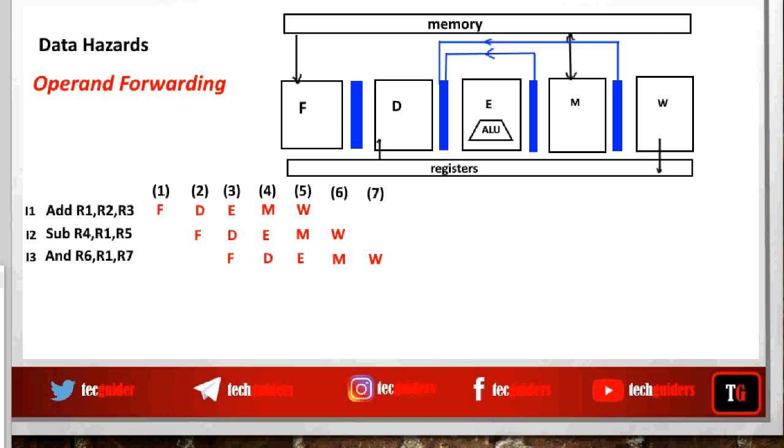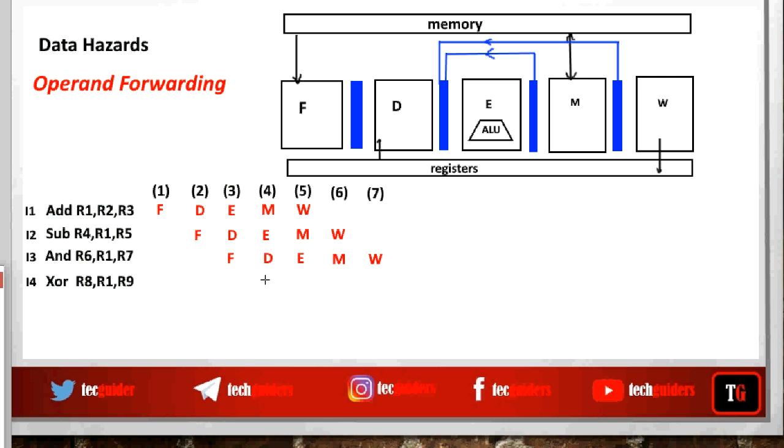So proper forwarding circuits should be added to the existing pipeline architecture to implement this operand forwarding. This will add to the complexity of the circuit. Even then, operand forwarding is the best solution for data hazard. Now suppose we have one more instruction I4 which is also dependent on the same register R1.